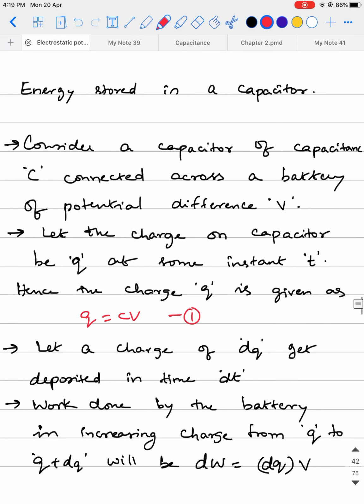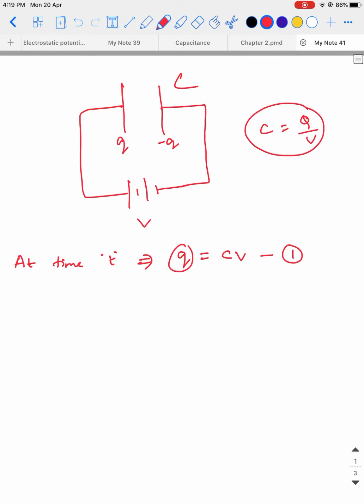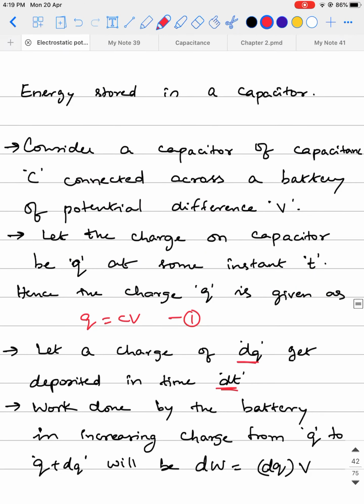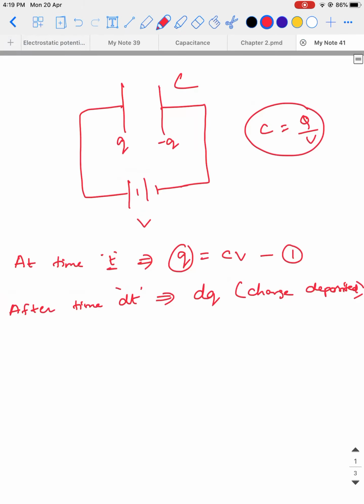Now let a charge of dq get deposited in time dt, meaning in the next dt seconds, after time dt starting from t, the charge that is getting stored on the capacitor will be dq. So dq is the extra charge deposited. During the process of charging, who is actually pushing the charge onto the capacitor? It is the battery. So the battery would have done some work on this capacitor. What would be the work done in this small time dt?